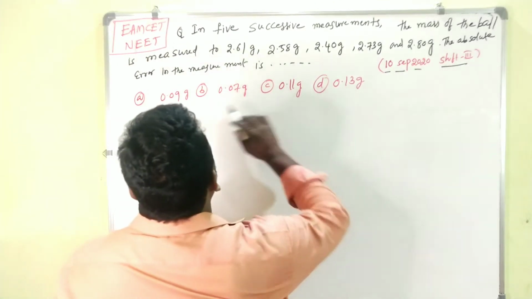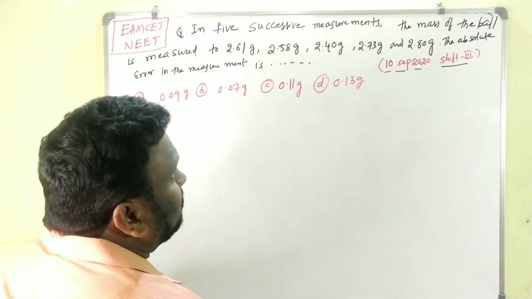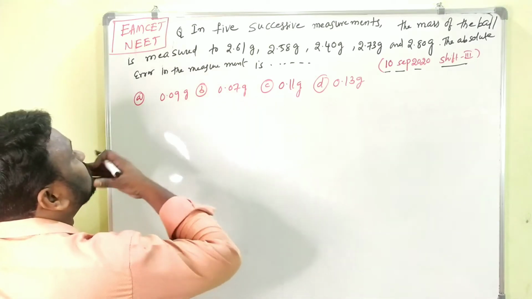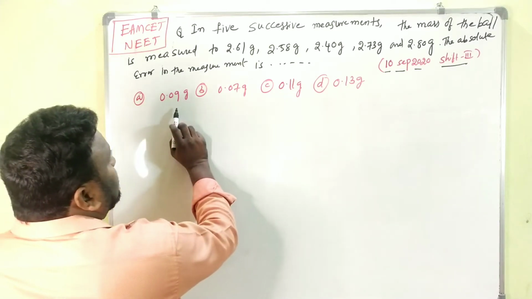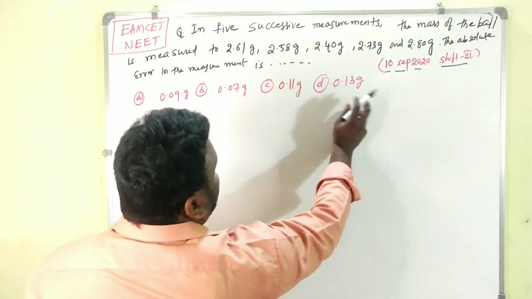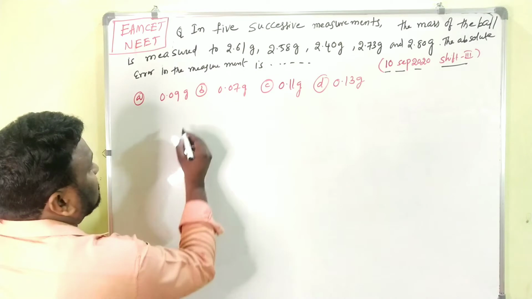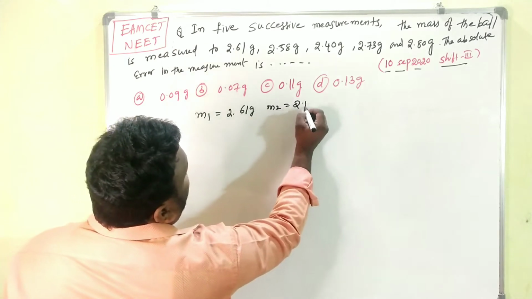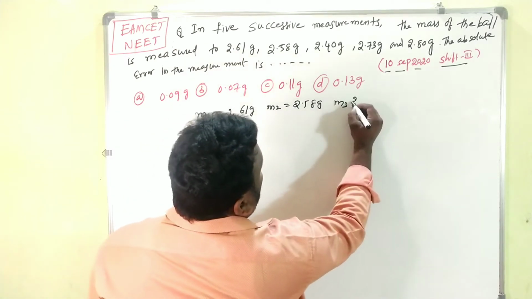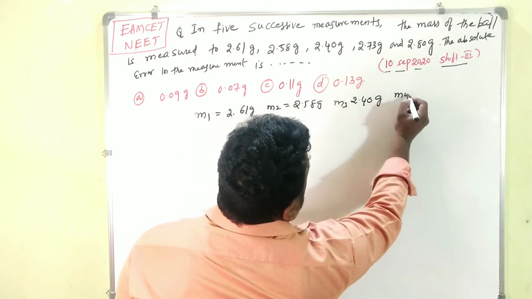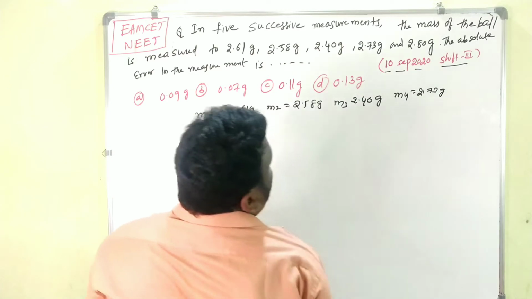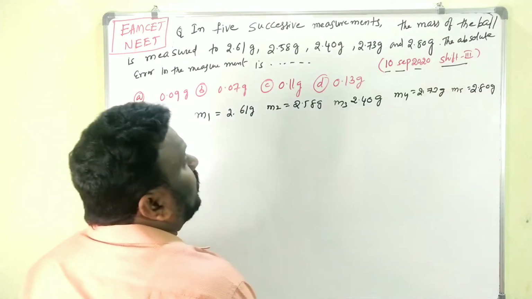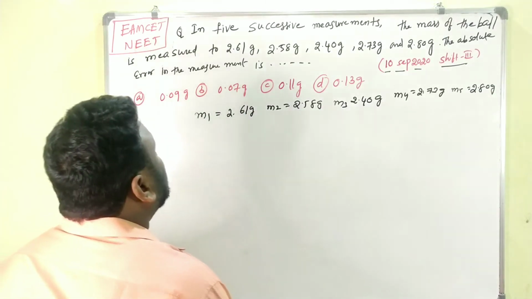So what does he want? The absolute error in the measurement. Simply, we have to find the average of all the absolute errors. The options are 0.09, 0.07, 0.11 and 0.13. First, the given values: m1 is 2.61 grams, m2 is 2.58 grams, m3 is 2.40 grams, m4 is 2.73 grams, and m5 is 2.80 grams. So what you have to find, children, is the absolute error in the measurement.